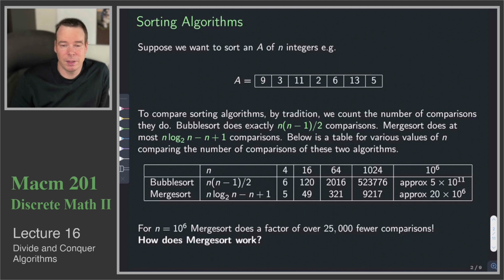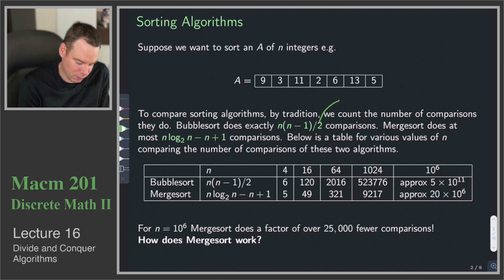Now, why so many different algorithms for sorting an array? Well, bubble sort, as we worked out, can sort an array of length n by doing n times (n minus 1) over 2 comparisons. Selection sort, as you worked out in the exercises, also does the same number of comparisons. However, merge sort, which is the algorithm we're going to talk about now, can do it in n log base 2 n minus n plus 1 comparisons. And you might say, okay, is that better or worse? It's kind of hard to compare those two.